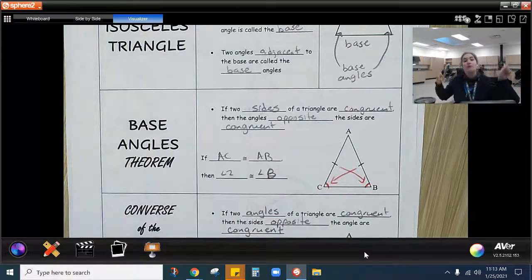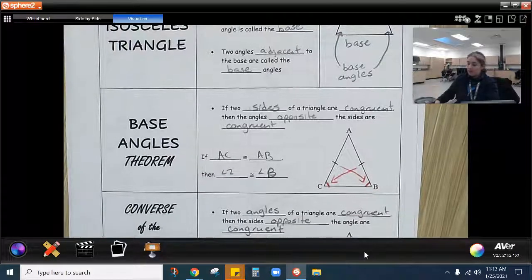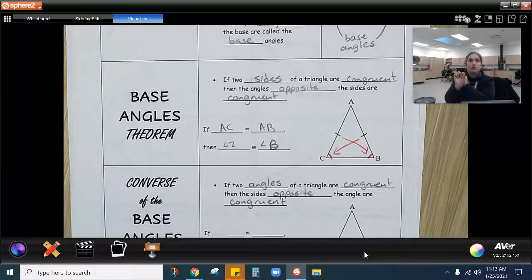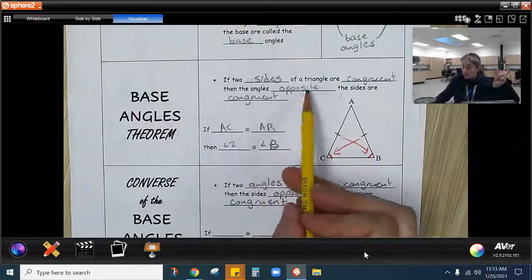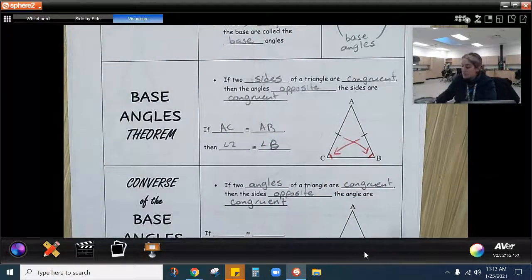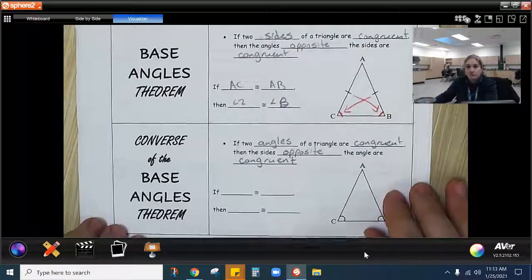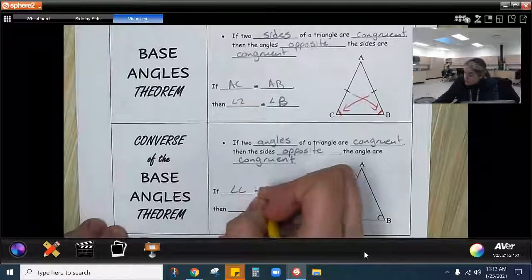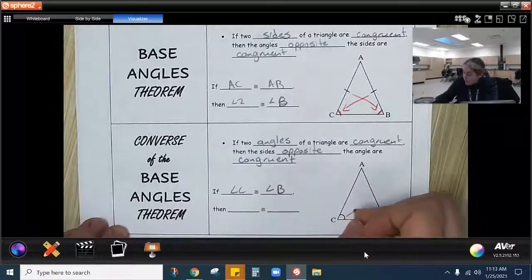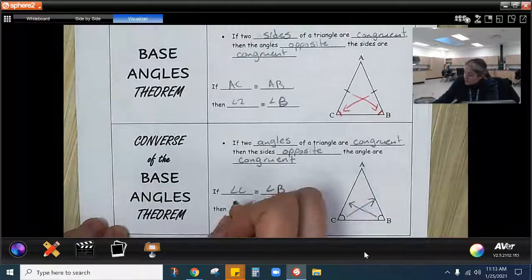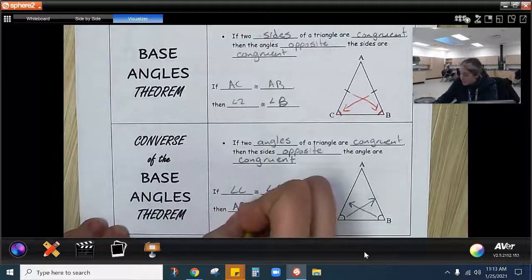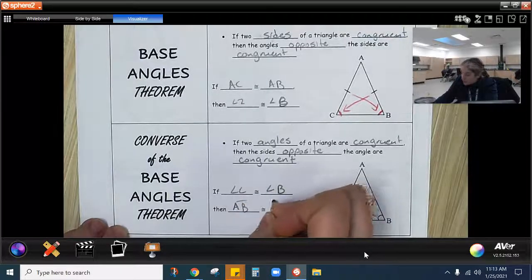Now the converse, remember converse is where we just flip them around. This is why we learned all of those logical statement terms back in chapter 2. It was because we are just going to reverse that. So instead of if two sides are congruent, now it's going to be if two angles are congruent, then the opposite sides are congruent. So in this case, if we have that angle C is congruent to angle B, that means that AB is congruent to AC.